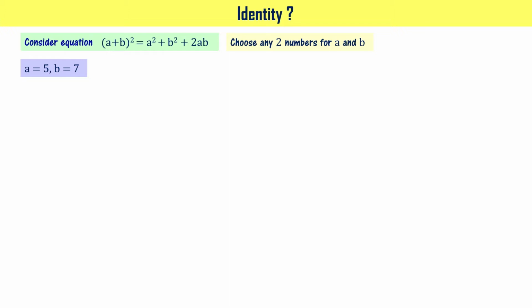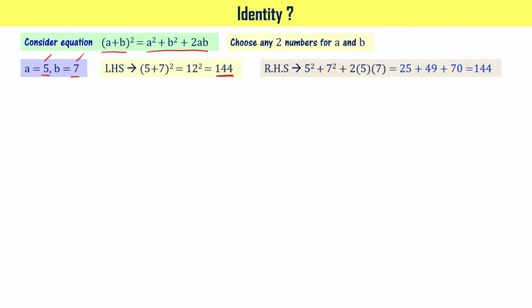Let us substitute a = 5 and b = 7 into the LHS of this equation. Then it can be written as (5 + 7)², that is 12², that is equal to 144. So what is the value of LHS? 144, right? Now let's substitute a = 5 and b = 7 into the RHS of the given equation. It can be written as 5² + 7² + 2 times 5 times 7, right? 5² is 25 and 7² is 49, and 2 times 5 is 10, 10 times 7 is 70, right? 25 + 49 + 70 is 144.